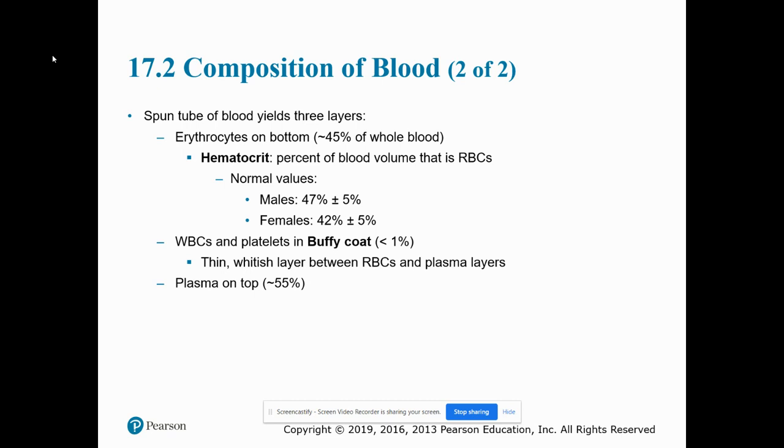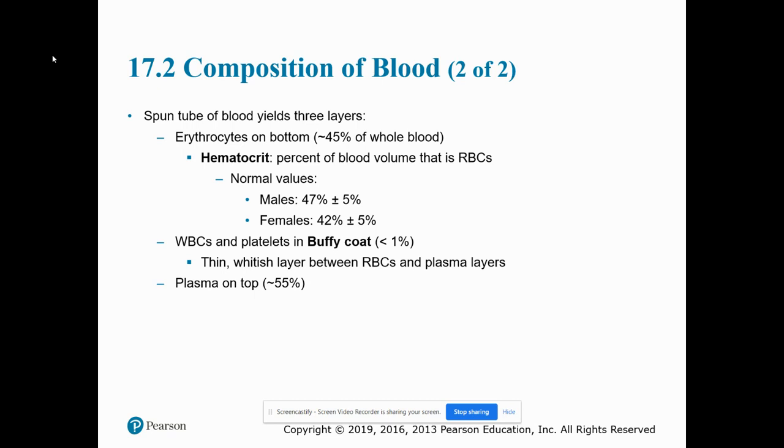And then hematocrit is a term that we use to mean percent of blood volume that is red blood cells. The normal hematocrit for males is going to be somewhere around 47% plus or minus 5, and for females about 42% plus or minus 5.